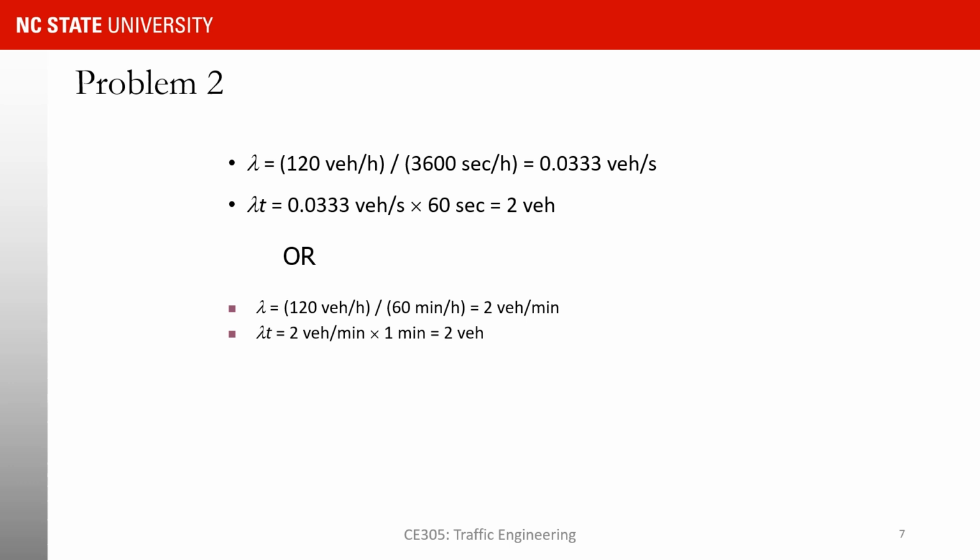Now you need to remember that this is a Poisson distribution for arrival of vehicles, and you pretty much need to find different parameters for the Poisson distribution and plug them back into the equation. So lambda is 2 vehicles if you go with the approach that I showed above that converts vehicles per hour to vehicles per second, or you can just divide 120 vehicles per hour by 60 and get 2 vehicles per minute, and then multiply it by 1 minute and get 2 vehicles arriving in each minute.